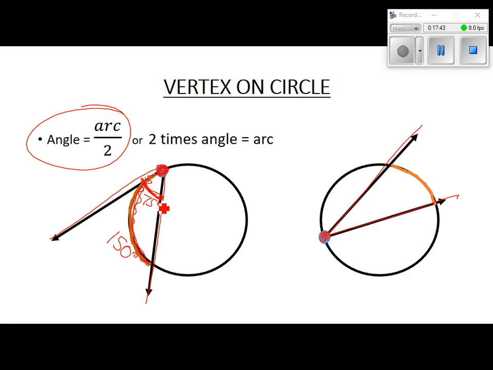If I tell you that this angle is 20 degrees, then the other way we could state that is the arc is 2 times the angle. So 2 times 20 is going to equal the arc. So we know that this arc is 40 degrees. So vertex at the center point, the angle and the arc are the same. Vertex on the circle, the angle is half as much as the arc, or the arc is twice the angle.